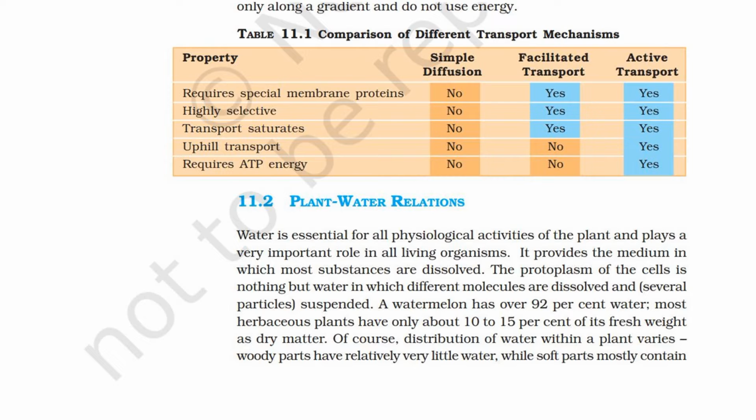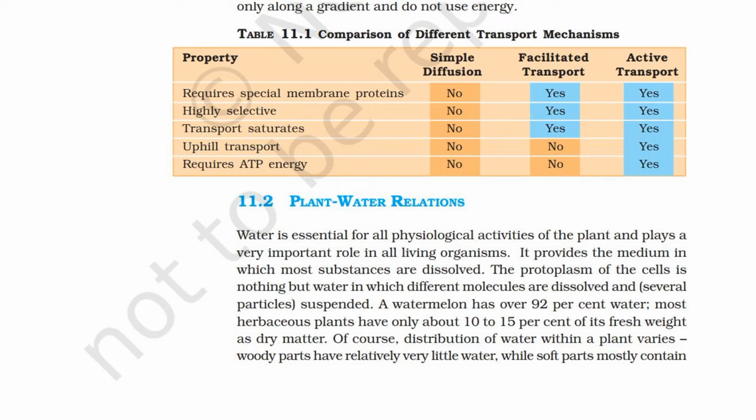Plant-water relations. Water is essential for all physiological activities of the plant and plays a very important role in all living organisms. It provides the medium in which most substances are dissolved. The protoplasm of the cells is nothing but water in which different molecules are dissolved and several particles suspended. A watermelon has over 92% water.